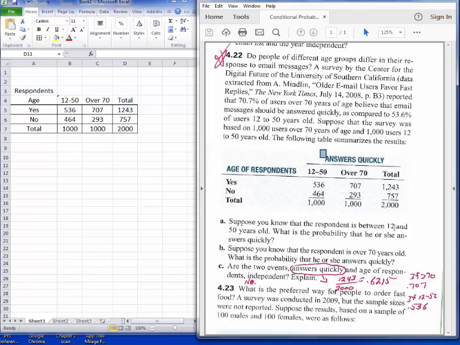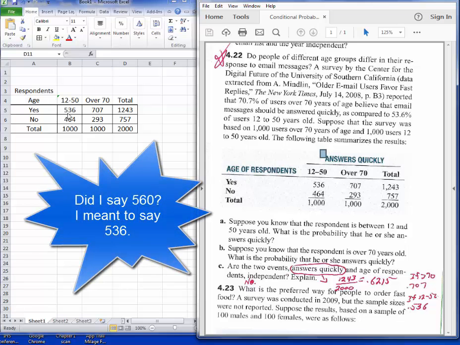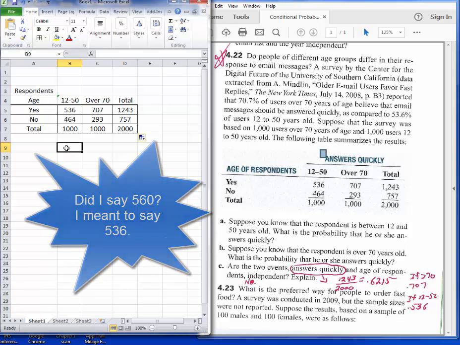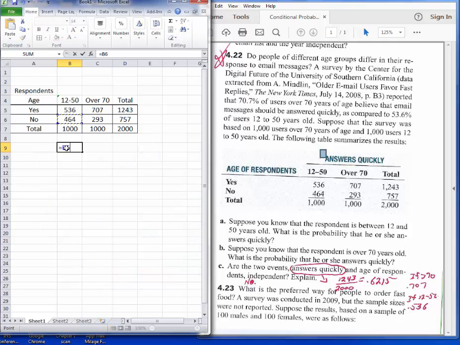Suppose you know that the respondent is between 12 and 50 years old, so you know it's this column right here. What is the probability that he or she answered quickly? That's how many: there were 560 respondents out of that age group. So the probability would just be that number right there divided by the total number, which in this case was 1,000. And then of course you can multiply by 100 and get 53.6%.